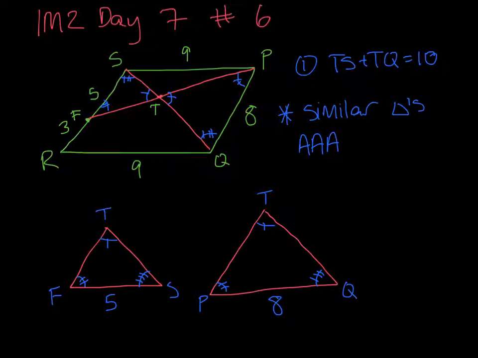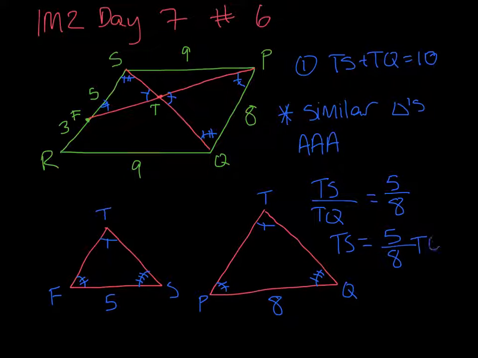So these two sides. What I'm going to do is write an equation that has those two sides in it using my ratio. So I'm going to write TS over TQ, right? Those are corresponding sides, is the same as 5 over 8. Since my triangles are similar, that ratio must hold, which gives me TS equals 5/8 TQ.